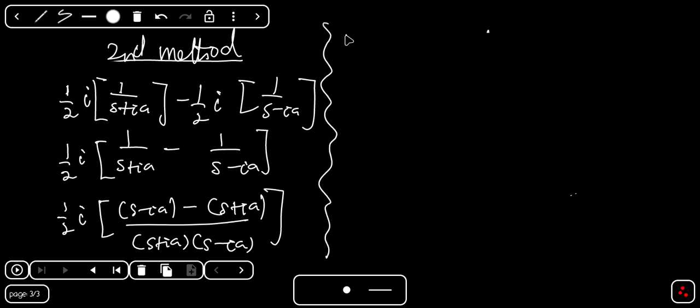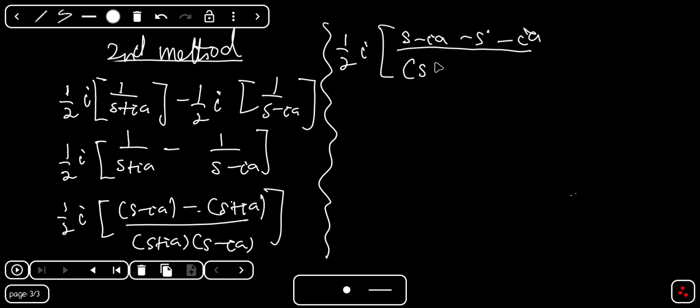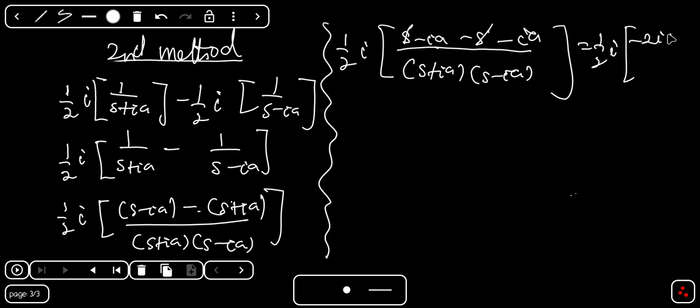So we are going to have 1 over 2i, then into brackets. Now, this will be s minus ia, then minus times s, that will be minus s, then minus times plus ia, that will be minus ia, then over s plus ia multiplied by s minus ia. So we can see s minus s gives us 0, then minus ia minus ia gives us minus 2ia. So we have 1 over 2i, then into brackets minus 2ia, then over.